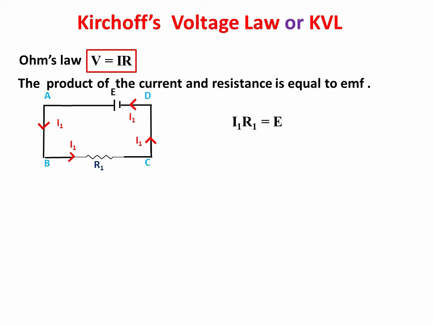So, the product of the current and resistance: what is the resistance value? R1. What is the current value? I1. So, the product of current and resistance is nothing but I1 R1, which is equal to EMF. EMF in that circuit is capital E. Generally V is the voltage, but at a higher level, instead of V, we use E. So, I1 R1 is equal to E.